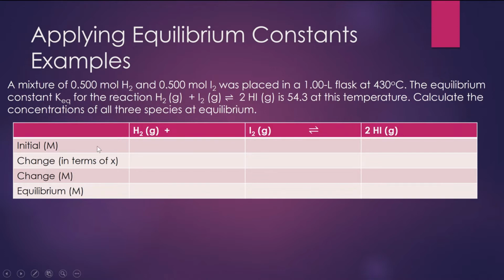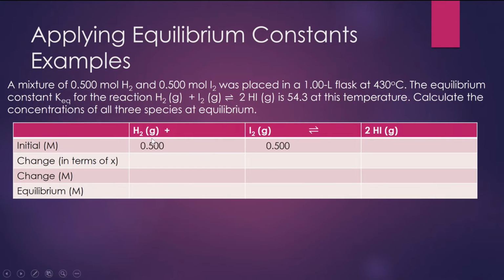What we use to do this is what's called an ICE table. Your initial concentration, the change, and equilibrium. A lot of times you only see one column for change, hence the word ICE. I've got two changes here in terms of X and then total overall change. So let's go ahead and plug in what we have.